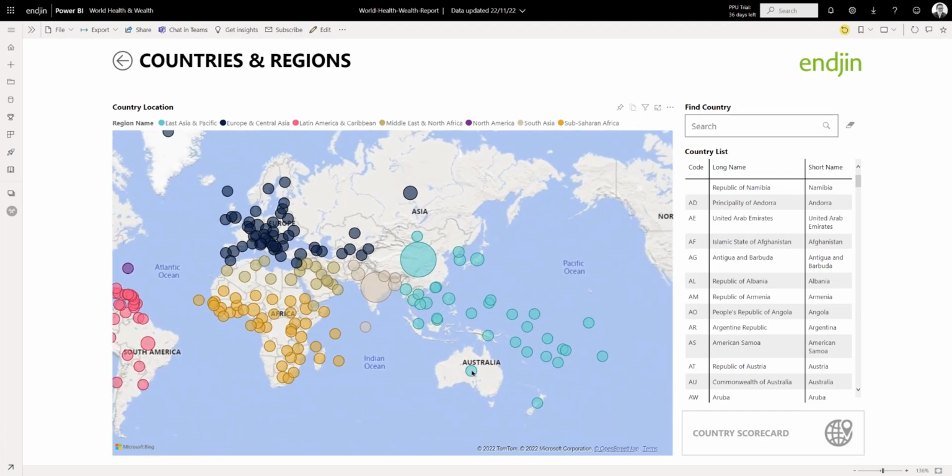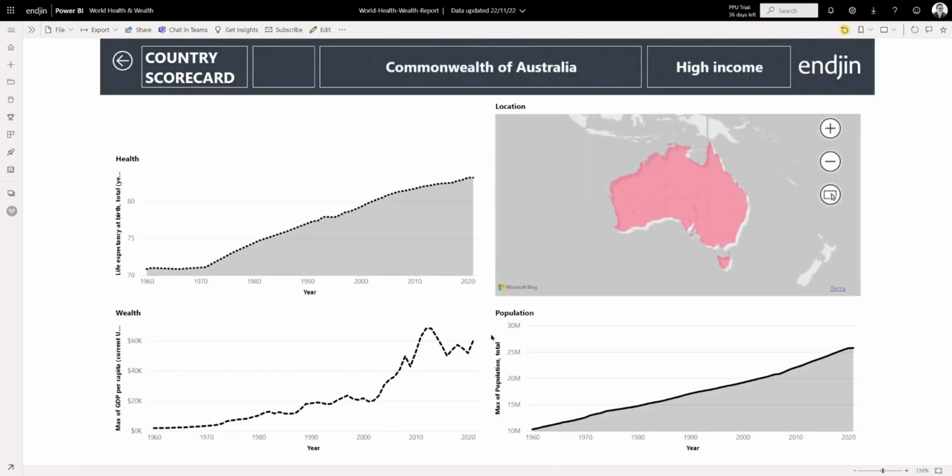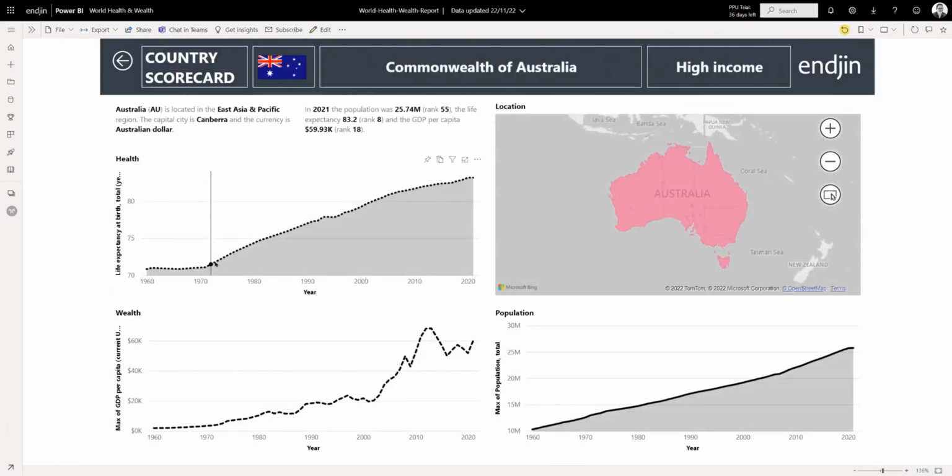If we look at a country like Australia in a bit more detail, we can see that their health as a nation over the last 60 years has increased from around 70 to 83 years for life expectancy. The wealth has increased significantly over the same period. They're now generating around $60,000 per head of capita in terms of gross domestic product. And their population has grown steadily over that time as well.